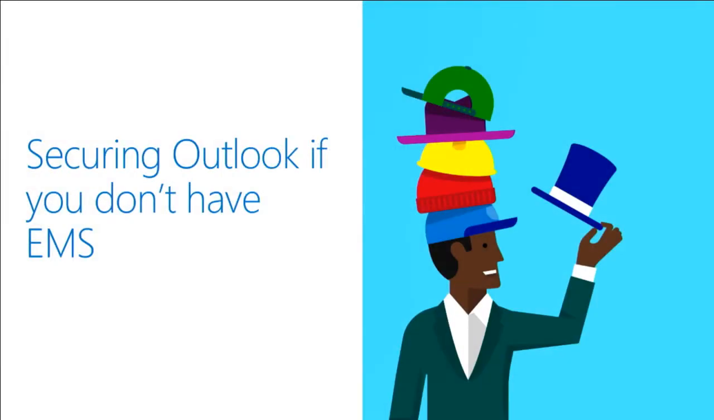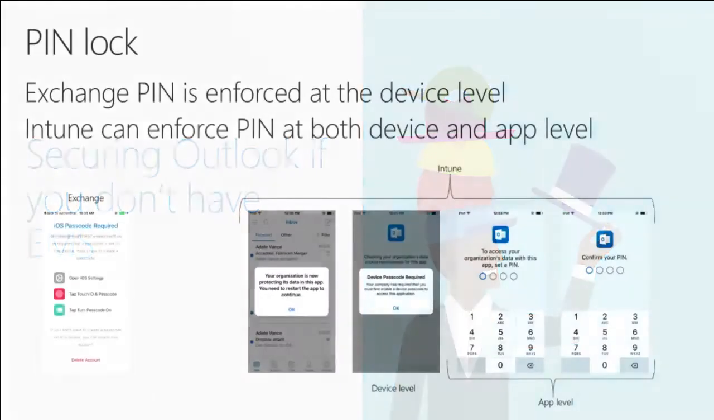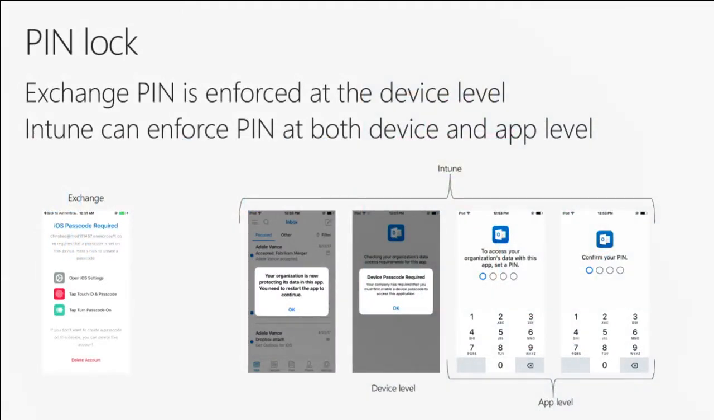Isn't that pretty cool how you can protect your data? Awesome. So what happens if you don't have EMS in play? Or maybe you do have EMS and you want to know how Exchange policies play into this? And that's what we're going to cover now. So first and foremost, if you don't have EMS, we do provide mobile access policy capability through Exchange.